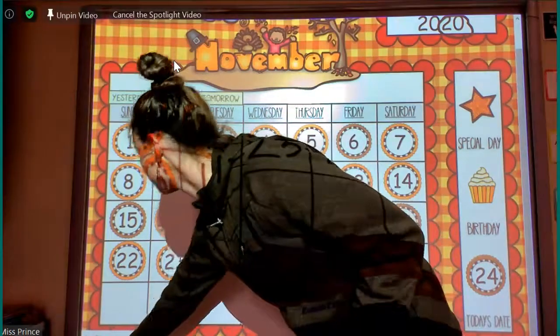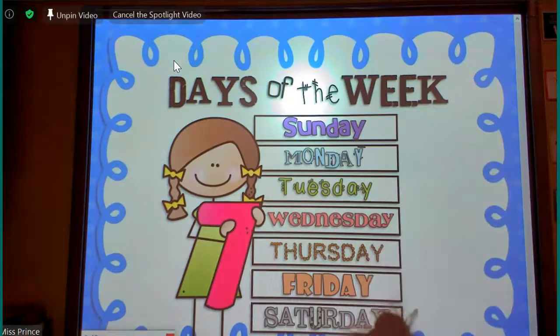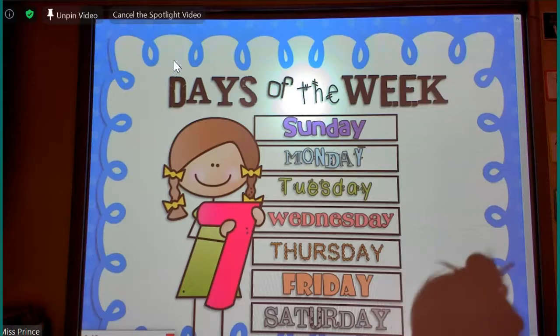All right. We're going to sing the days of the week. So make sure microphones are muted. That's going to help the recording sound come out better, but make sure you mute and do it with me.